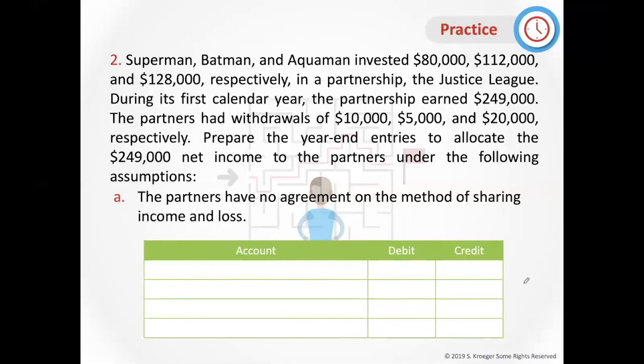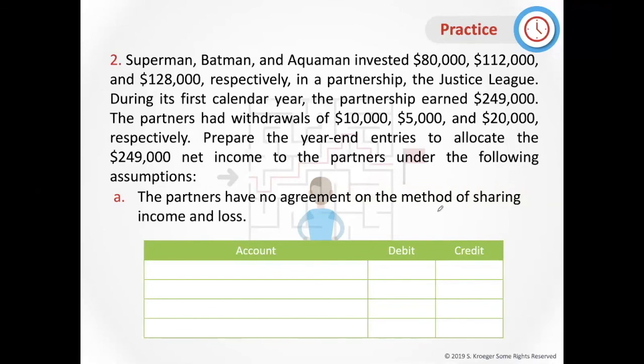In Assumption A, the partners have no agreement on the method of sharing income and loss. When there is no agreement in place, it's just split equally between the partners. Since there are 3 partners, it'll be a third to each one of them.